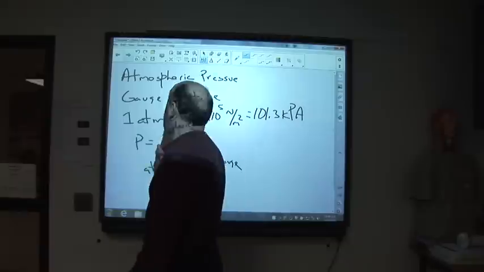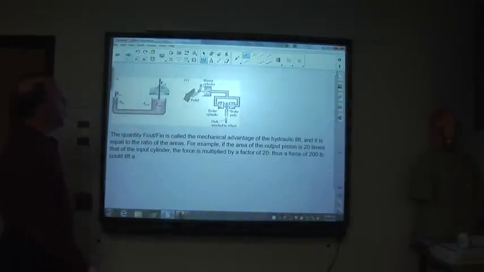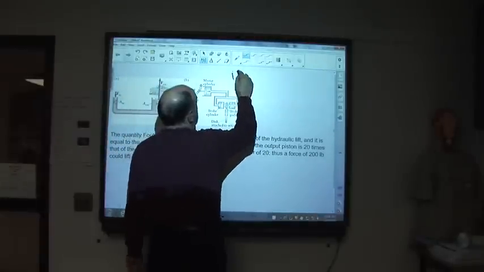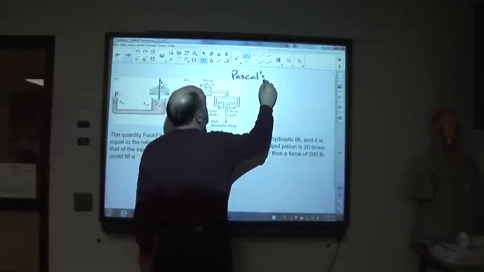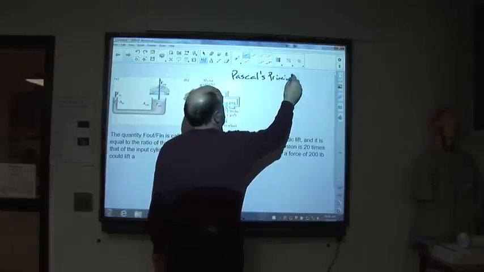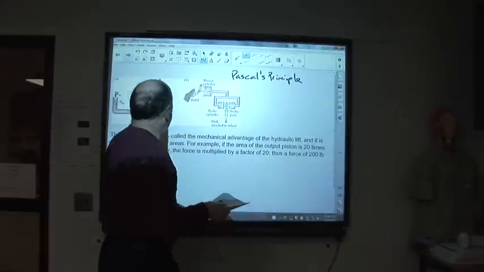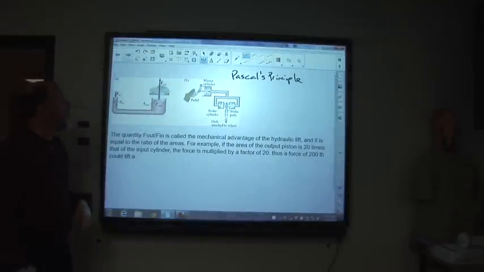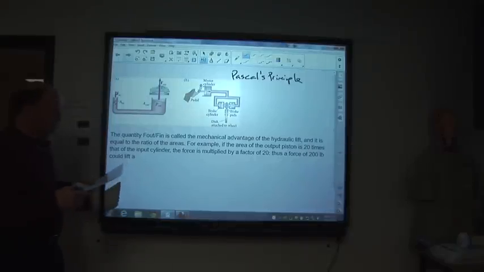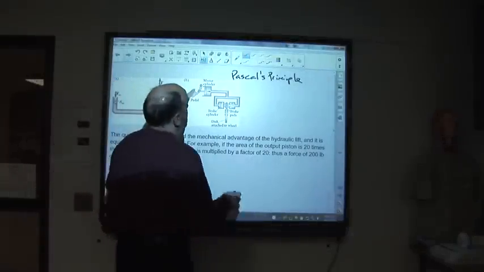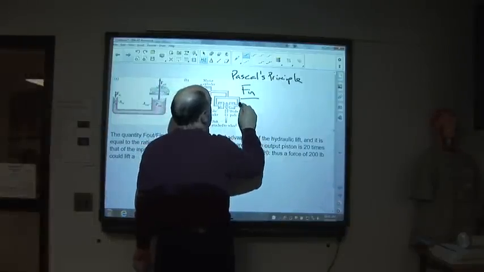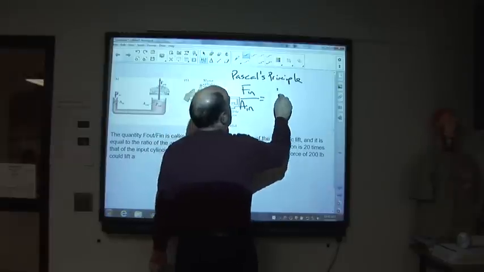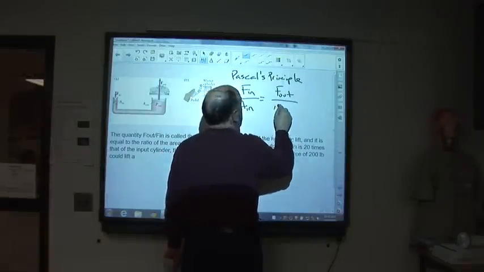Now we look at what is called Pascal's principle. Think of going to your local auto mechanic, who puts your car up on a lift. They flip a switch, the piston rises and brings your car up in the air so they can work on it. The way this works is that the force in over the cross-sectional area is equal to the force you get out over the area.